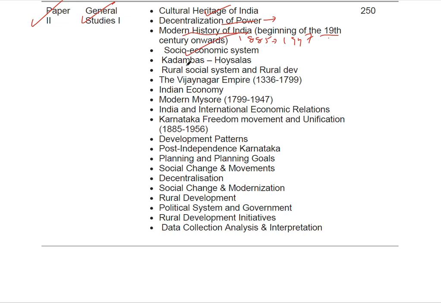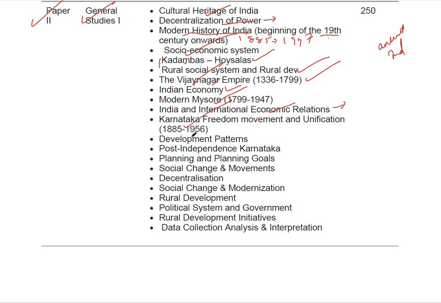Then we have the socio-economic system. Then we have this one, you see, Kadambas, Hoysalas. So all this is what? History of Karnataka as well as India. Rural system, rural development, Vijayanagar Empire, very important. This is nothing but ancient India, medieval India, modern India. Okay, Indian economy. So see here, from here they've asked Indian economy. Okay, modern Mysore, formation of Karnataka, India and international economic relations. That means what is the economic power of India as well as Karnataka? What have been the issues in the development times?